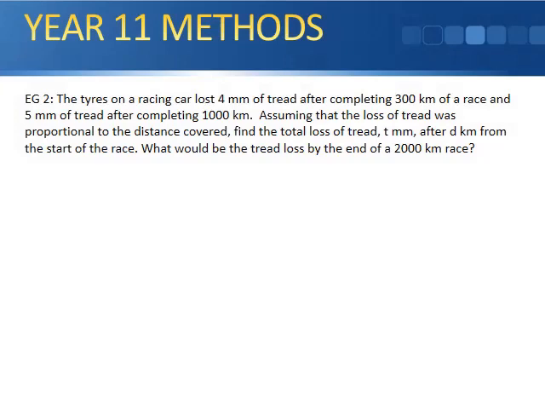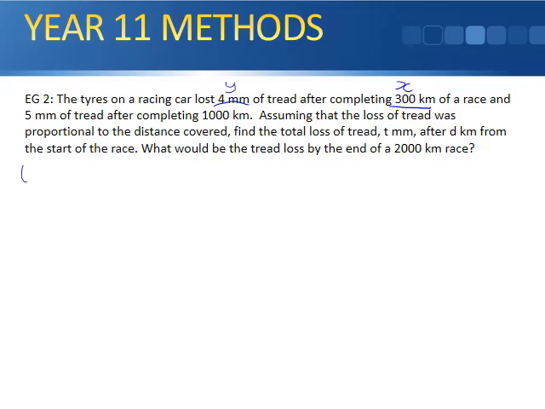line. The second one says tyres of a racing car lose 4 mm after completing 300 kilometres. Now we need to think about this, because which one's our X and which one is our Y? Do we lose mm because of racing, or do we lose mm the other way around? So here, X is the kilometres that we travel, and this part, the tread that we lose, is our Y.